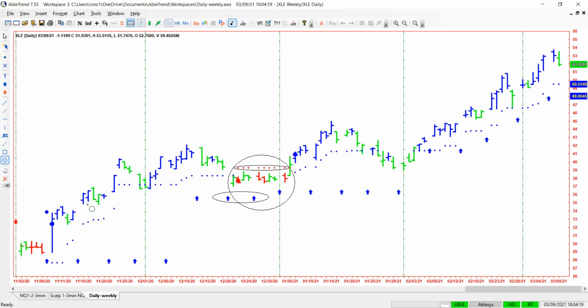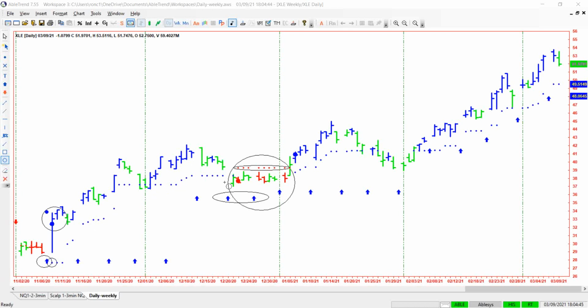So let's jump in here, and you can see when we have triple confirmation, we've got a blue bar, we've got a blue daily dot, and we've got a blue weekly dot. When they all agree, it's a buy signal. This is XLE, the energy ETF, just one of my favorites. And up and away it goes. Obviously, it's been on a big time tear lately, and a great move right there.